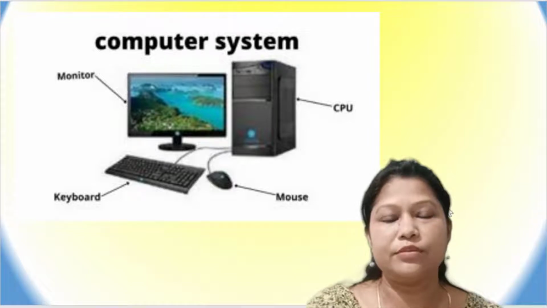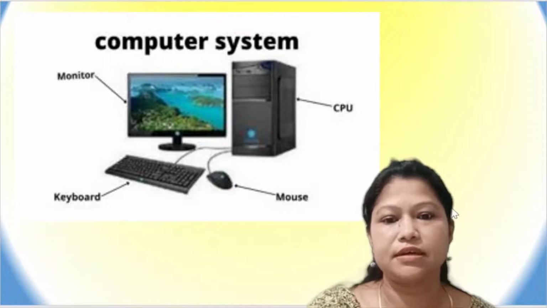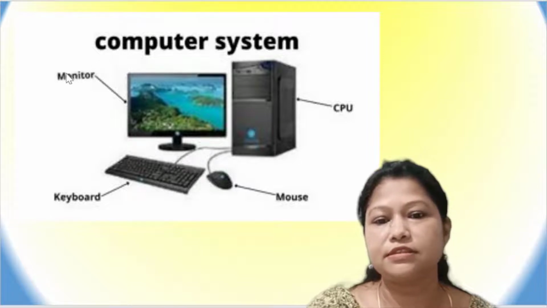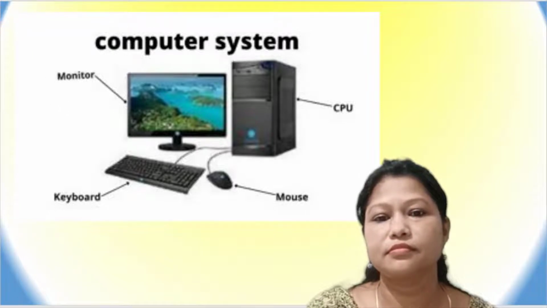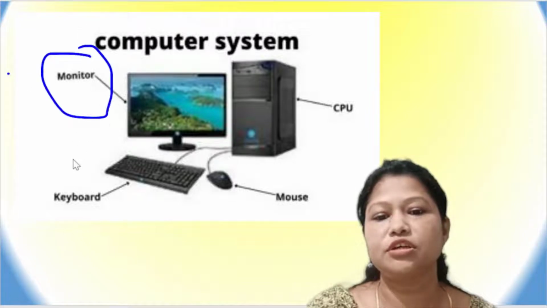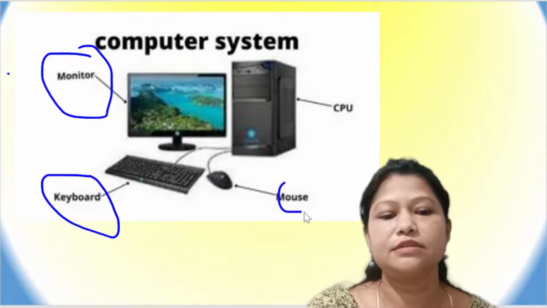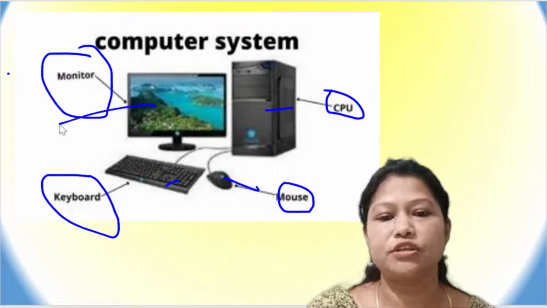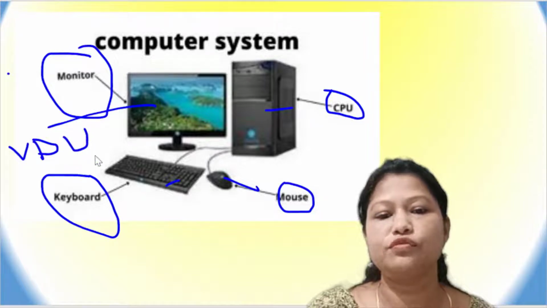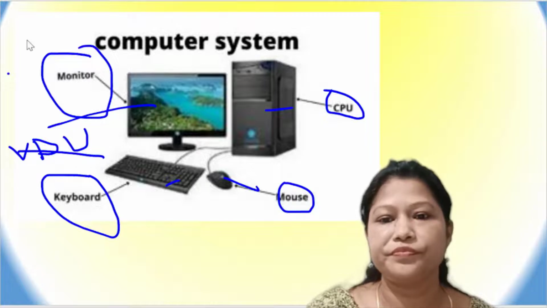The next is a diagram of a computer system where you can see various parts. This is the monitor, then this is the keyboard, then this is the mouse, then this is the CPU. The monitor is also known as VDU. The full form of VDU is visual display unit.